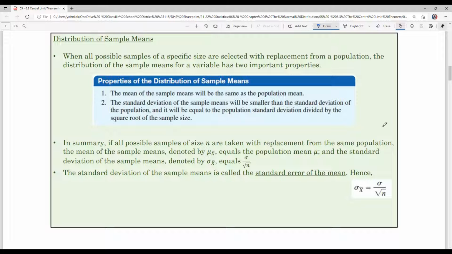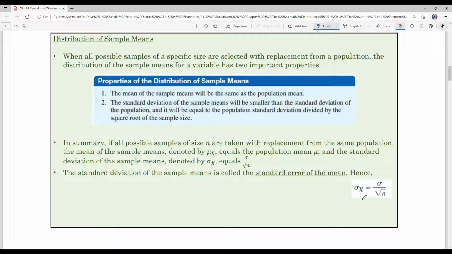So in summary, if all possible samples of size n are taken with replacement from the same population, the mean of the sample means, denoted by mu sub x bar, equals the population mean mu, and the standard deviation of the sample means, denoted by sigma sub x bar, equals sigma divided by the square root of n. The standard deviation of the sample means is called the standard error of the mean. And so we have this new formula for the standard deviation of the sample means, equal to the standard deviation divided by the square root of n.